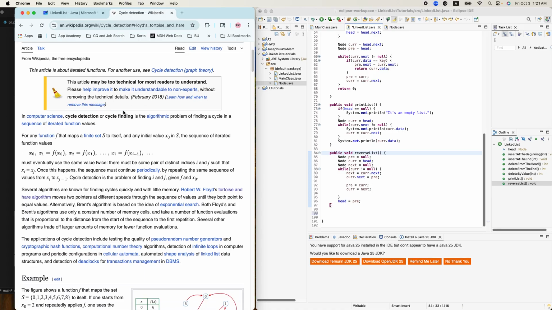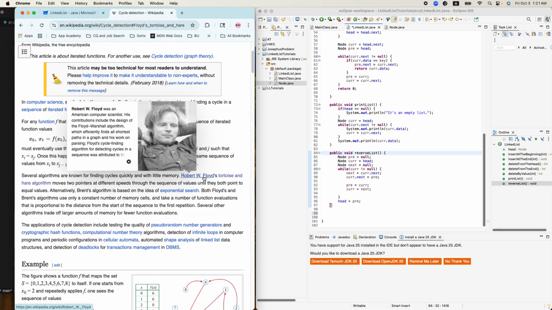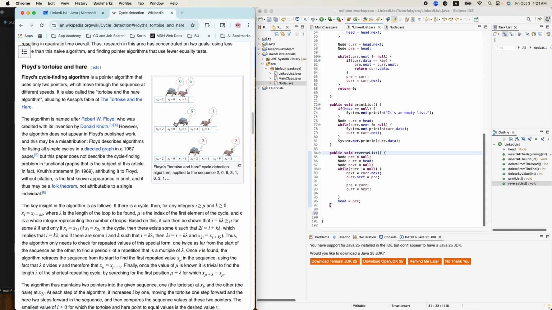But one of the famous ones is from Robert Floyd, who uses the analogy of the tortoise and the hare. This tortoise and hare or rabbit is a very famous story that you may have read during your childhood. You can Google this and read about that. That's a very interesting story.